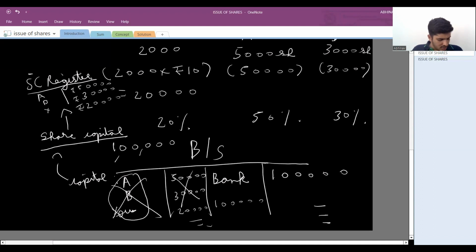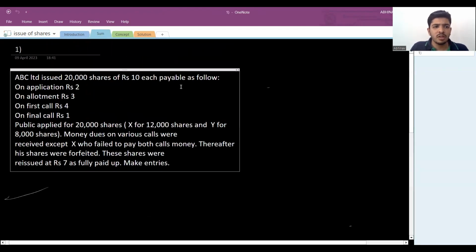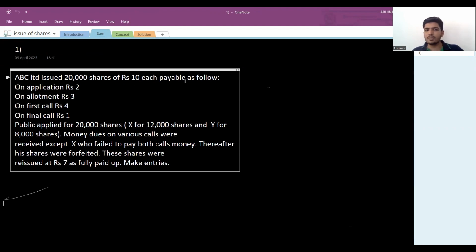Now, instead of delaying, let's start with questions, because I need you to understand it fully. So, as far as questions are concerned, let's start with the first sum. I'll project the questions, but it's better to have a soft copy or a hard copy of the PDF given below. These are the same questions given in the PDF.